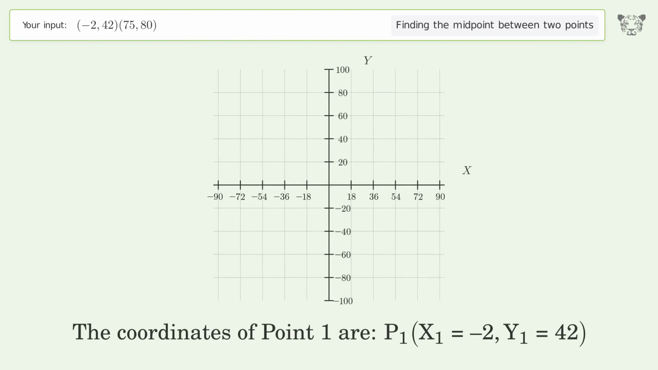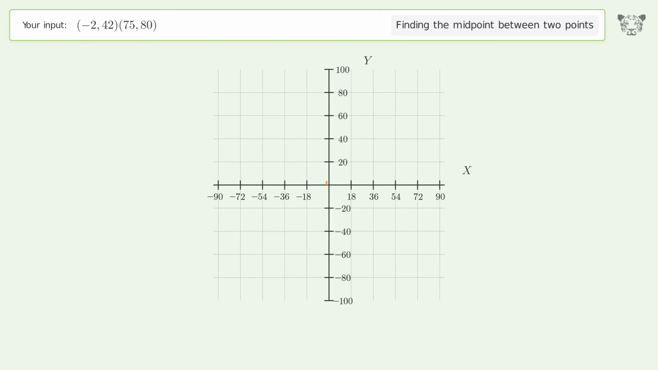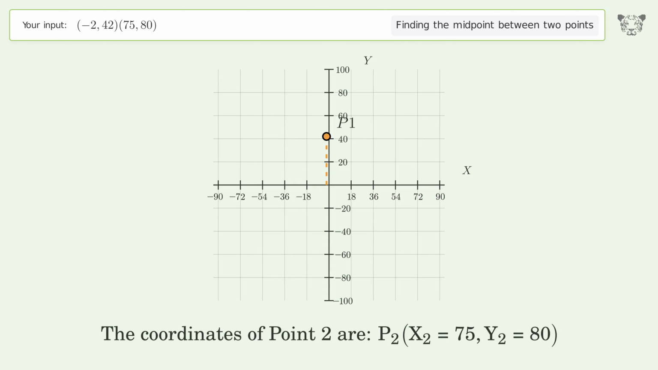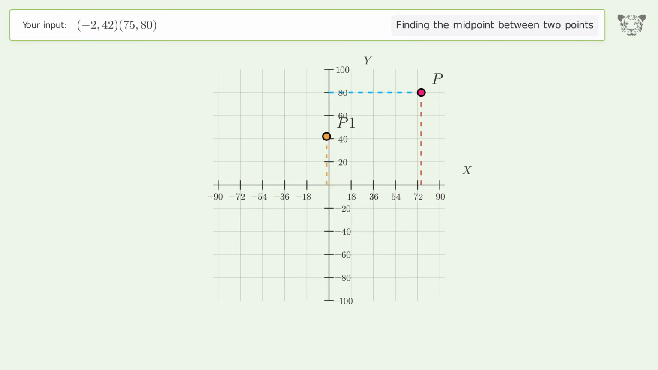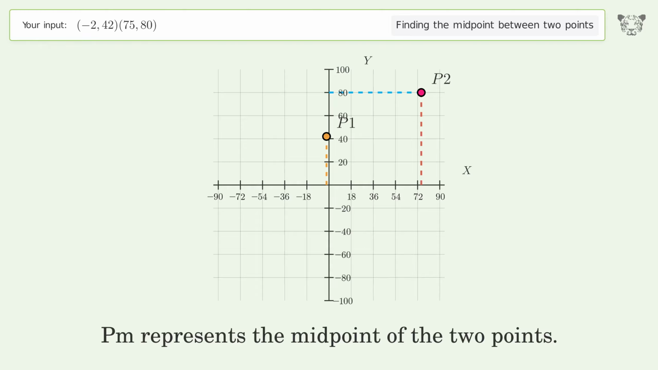The coordinates of point 1 are, x1 equals -2, y1 equals 42. The coordinates of point 2 are, x2 equals 75, y2 equals 80. PM represents the midpoint of the 2 points.